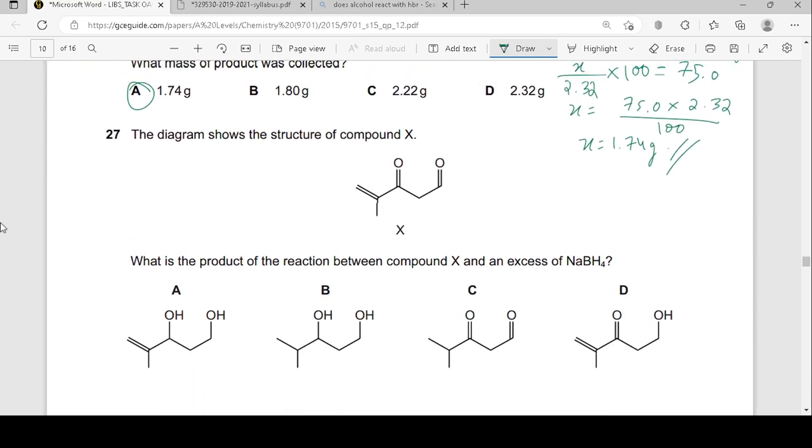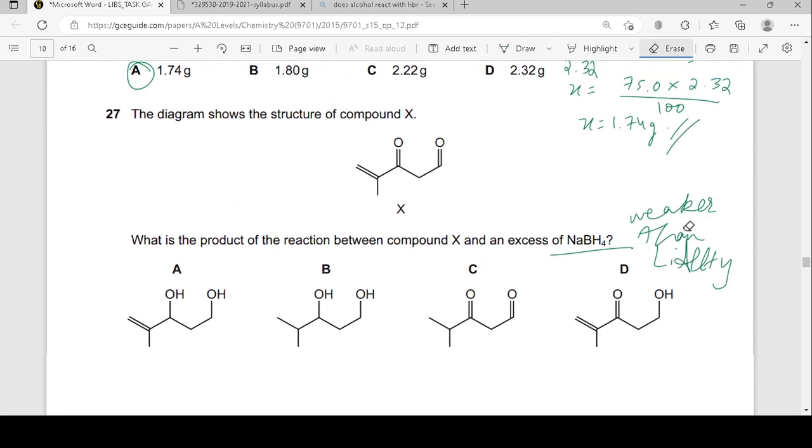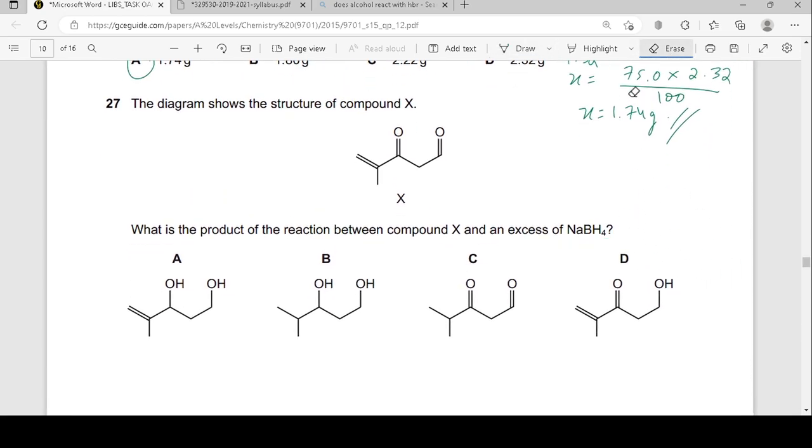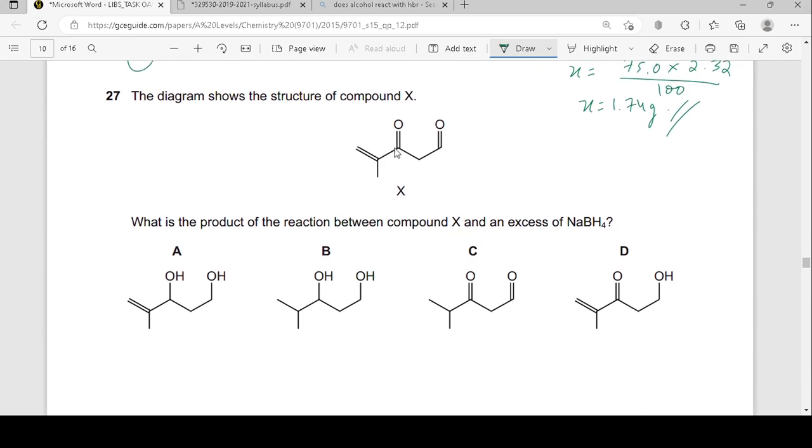Great. Next question. The diagram shows the structure of compound X. What is the product of the reaction between compound X and an excess of NaBH4? NaBH4 is a reducing agent, and it's weaker than LiAlH4, or even H2 with nickel or H2 with platinum, whatever you want to use.